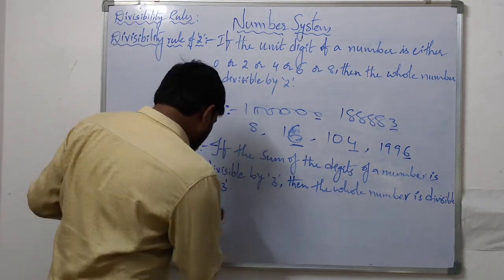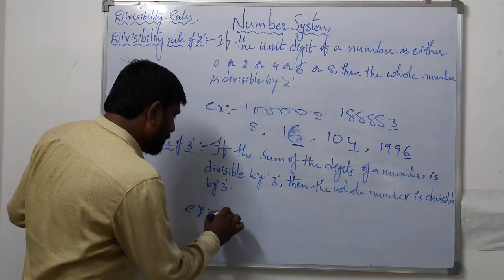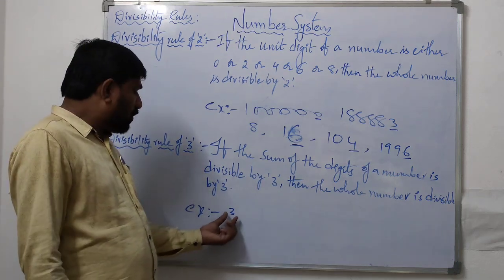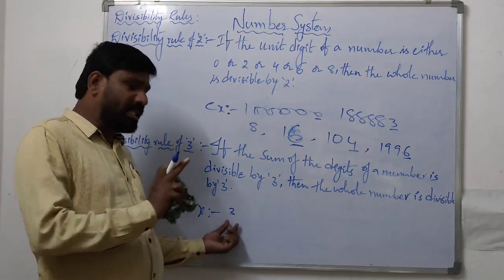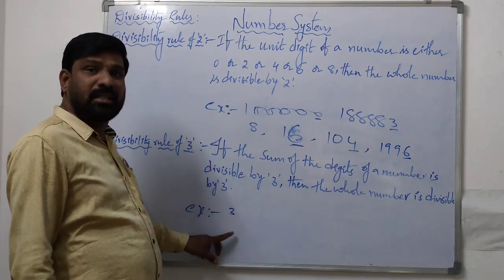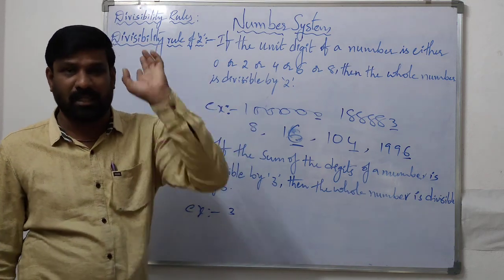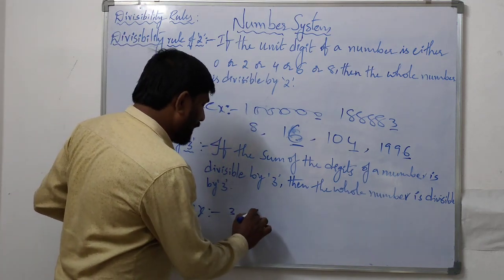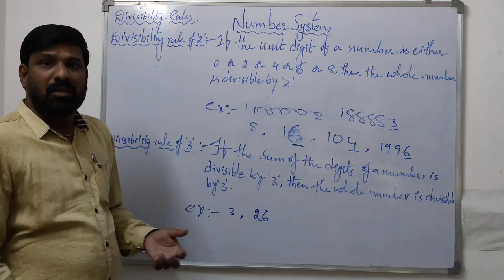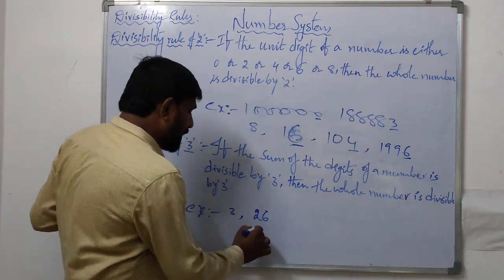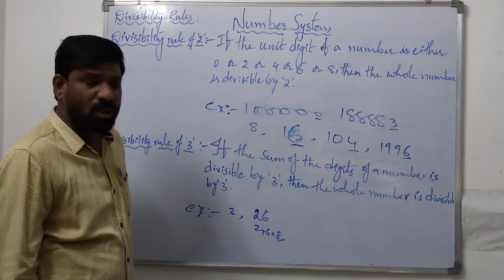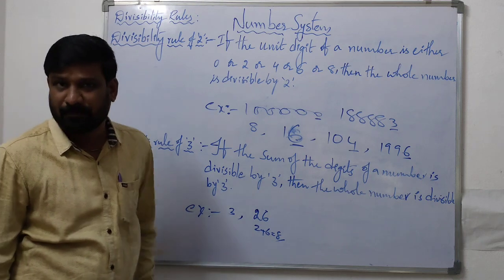Let us take an example of a single digit number. Suppose 3. In this particular number, only one digit exists, that is 3. The sum is also 3, so 3 is divisible by 3. So we can say that this 3 is divisible by 3. Next, a 2-digit number, if I take 26. What do we have to do? We have to add 2 plus 6. 8. Will 8 be divisible by 3? No. So 26 will not be divisible by 3.